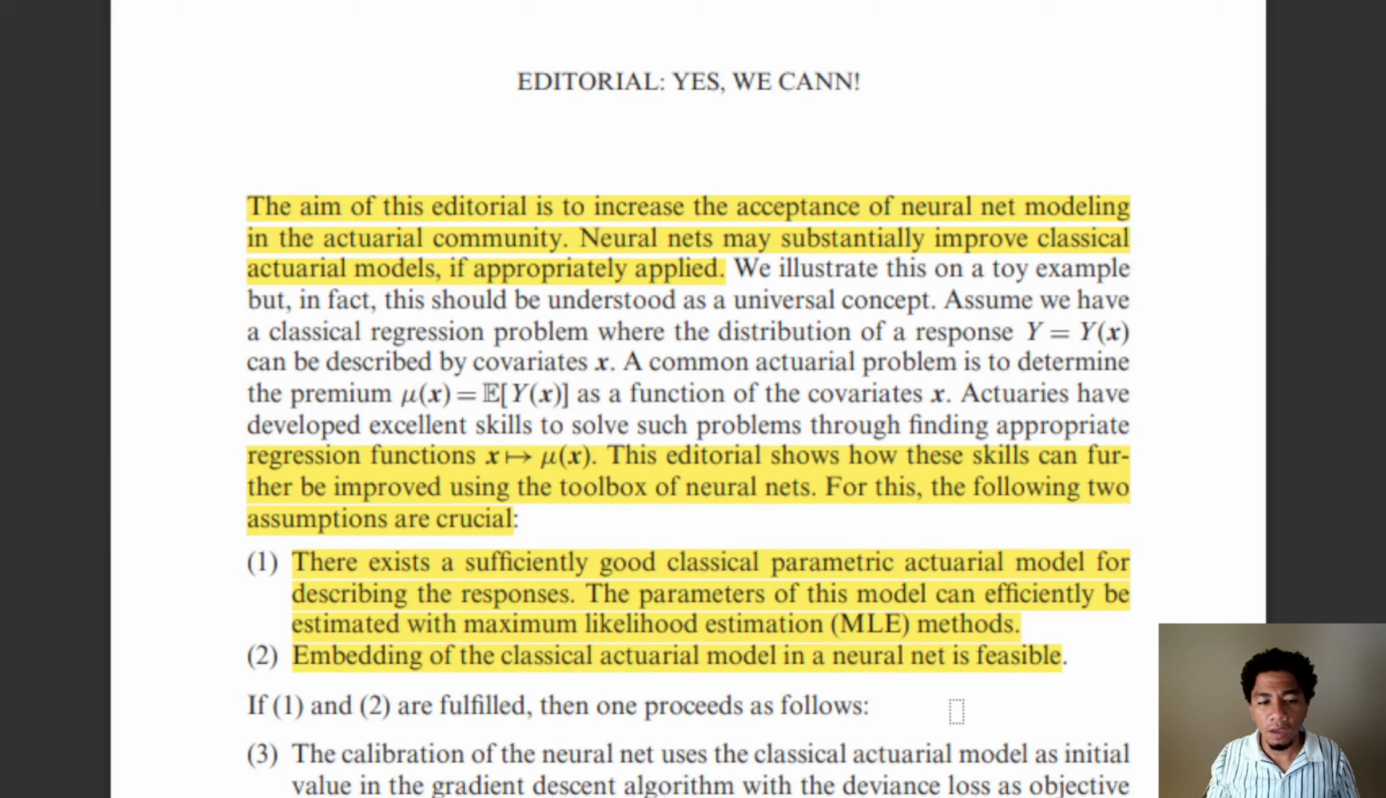Assumption 2 then says, embedding of the classical actuarial model in the neural net is feasible. Not too sure what that means. Feasible could mean maybe hardware. You should have sufficient hardware, enough RAM, CPU, GPU, not too sure. These days, I think anyone can run a small neural network on their laptop. Or maybe the model structure itself has limitations in terms of ensuring that it can be embedded in a neural network. Not too sure exactly what that means, but using a GLM, that should be met.